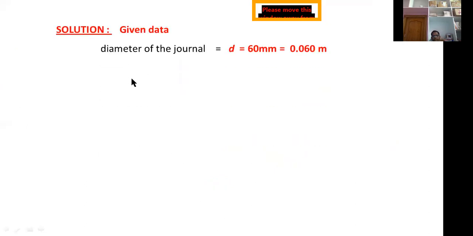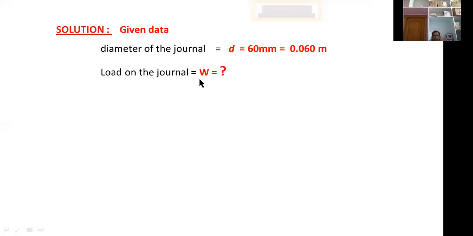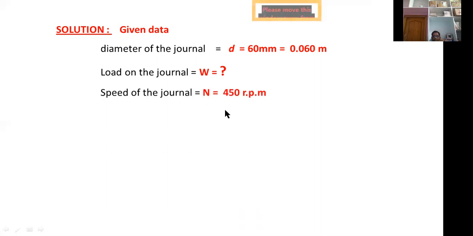The given data: the diameter of the journal is given, that is D equal to 60 mm, that is 0.06 meters, and the load on the journal W is not given. You have to find that value. The speed of the journal is given, that is N equal to 450 rpm, revolutions per minute. Now absolute viscosity is also given, capital Z equal to 0.06 kg per meter second.